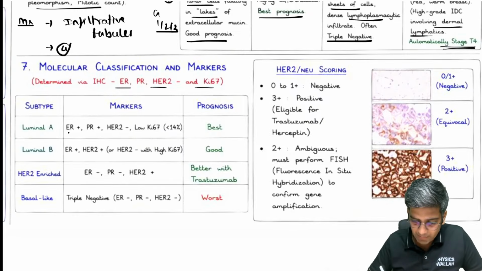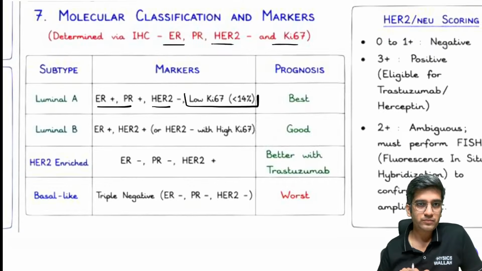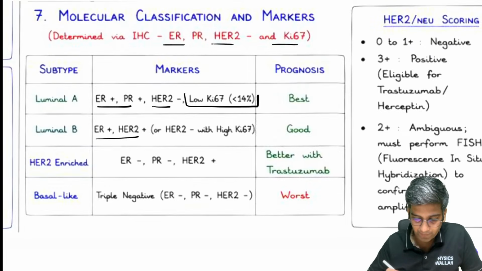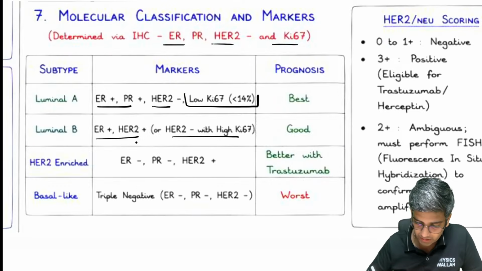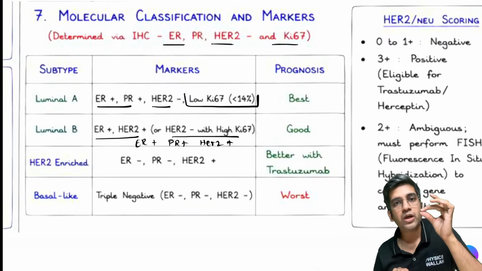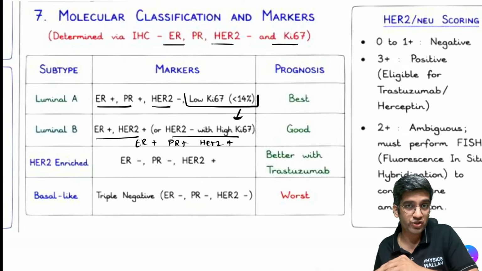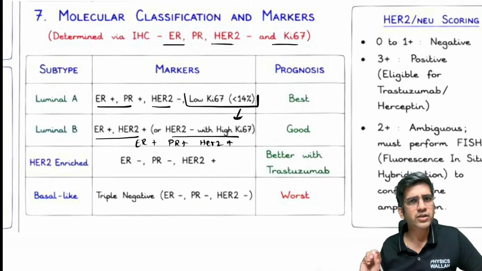ER, PR positive, HER2 negative, low Ki, which is less than 14, is luminal A, the best prognosis. ER, PR positive, HER2 with high Ki, or ER, PR, HER2 all positive, both are luminal B. ER, PR positive, HER2 negative, but Ki is more than or equal to 14%. That's what high Ki is, right? Or all 3 are positive, then I call it luminal B. They have a good prognosis.